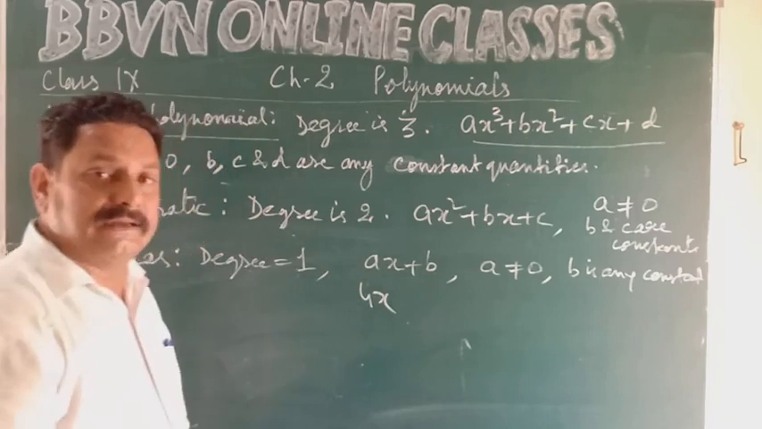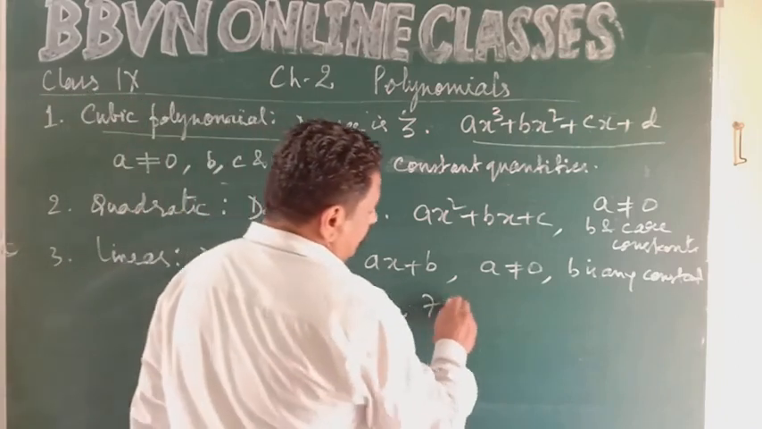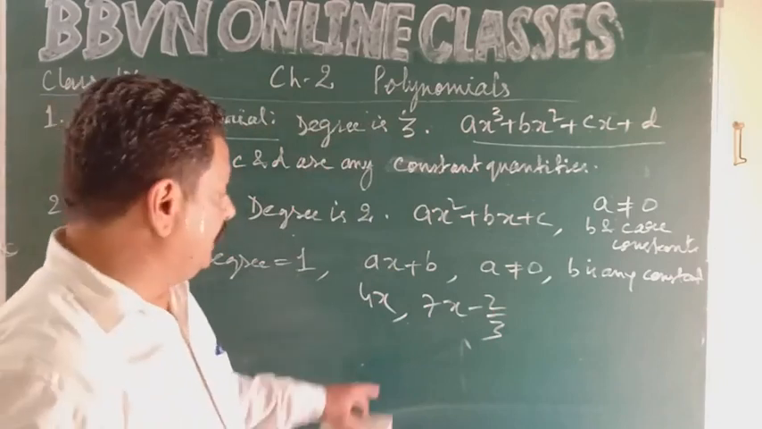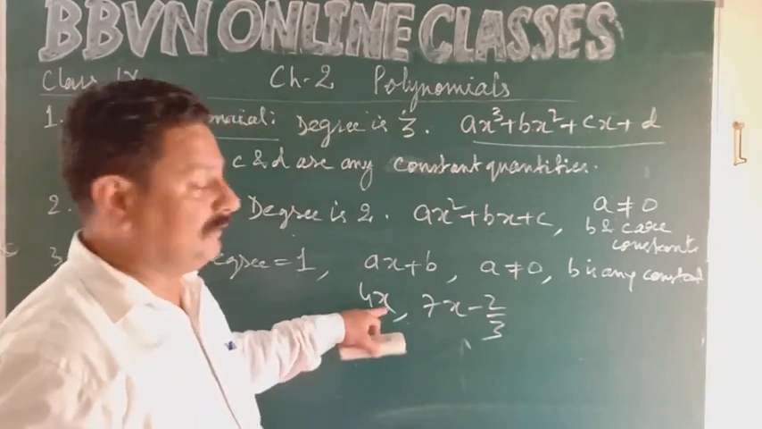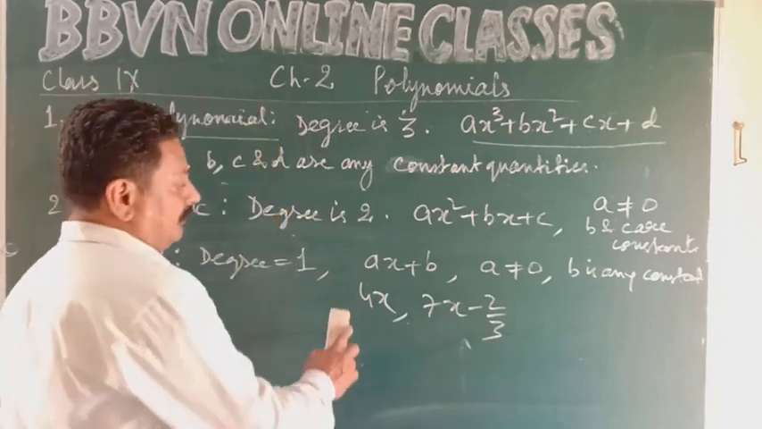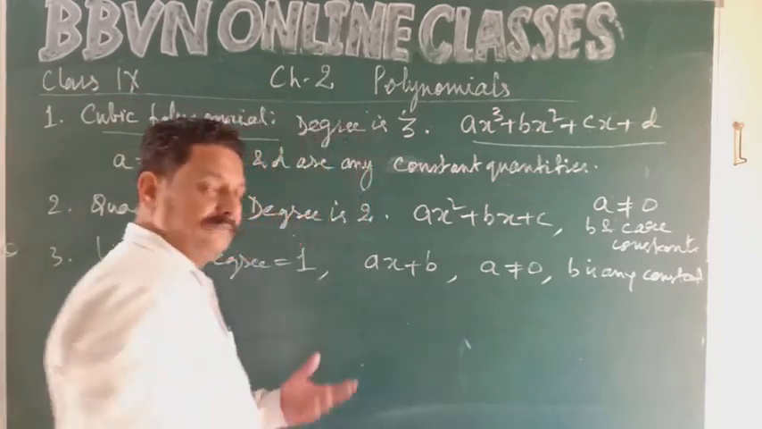4x. This is a linear polynomial. 7x minus 2 by 3. This is also a linear polynomial. In this linear polynomial, b is 0. In this polynomial, b is minus 2 by 3. Right? So maximum number of terms is 2. Minimum 1 single term.